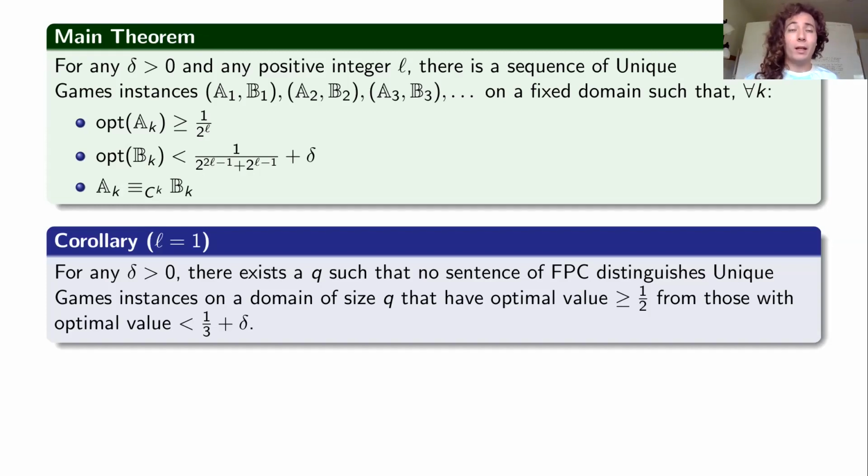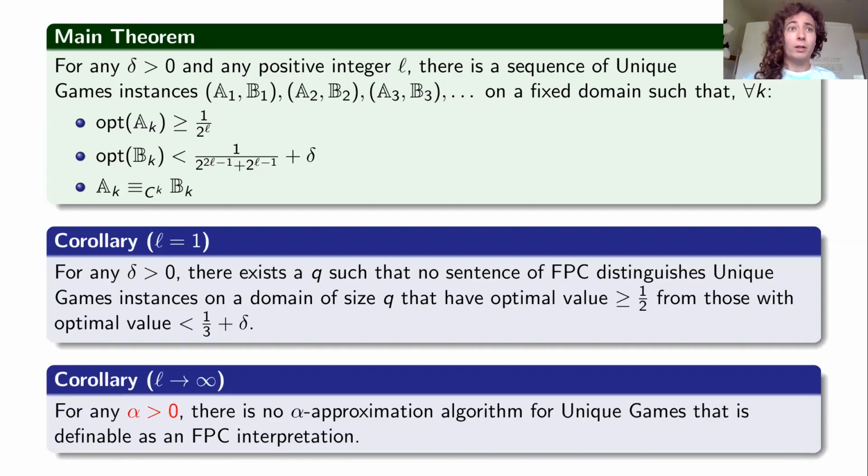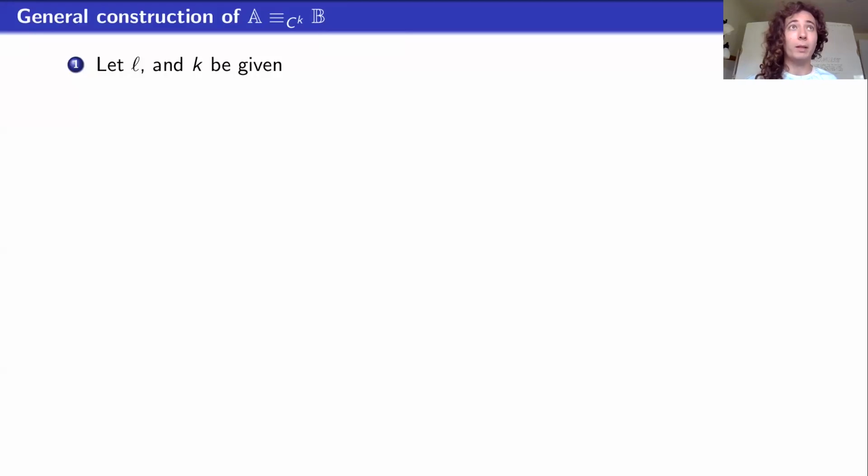And what this means is that just as in classical complexity, if you show hardness of a gap problem, you get hardness of approximation. Well, here we have an unconditional result showing that there is no FPC sentence distinguishing these two cases in this gap problem, and it implies that there is no FPC-definable algorithm giving an approximation ratio of better than 2/3, because the 2/3 is the ratio between the 1/2 and the 1/3 in the gap. And in fact, we can do even better than that, because if we send L to infinity, then what this means is that for any constant alpha, there's no alpha-approximation algorithm definable as an FPC interpretation.